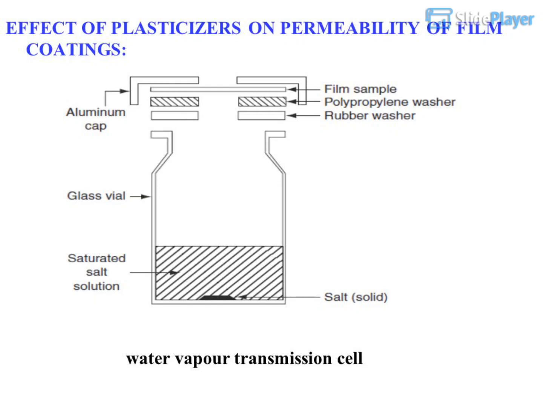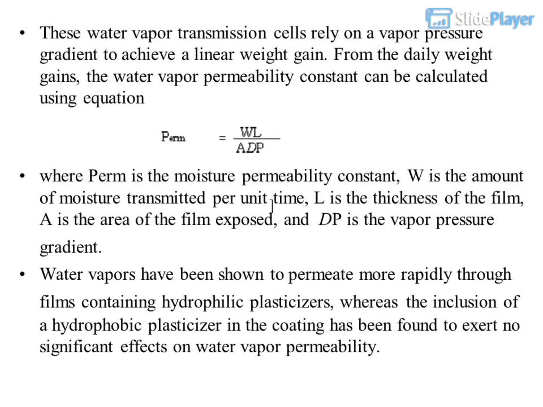Effect of plasticizers on permeability of film coatings. Water vapor transmission cell. These water vapor transmission cells rely on a vapor pressure gradient to achieve a linear weight gain. From the daily weight gains, the water vapor permeability constant can be calculated using the equation, where perm is the moisture permeability constant, W is the amount of moisture transmitted per unit time, L is the thickness of the film, A is the area of the film exposed, and dP is the vapor pressure gradient. Water vapors have been shown to permeate more rapidly through films containing hydrophilic plasticizers, whereas the inclusion of a hydrophobic plasticizer in the coating has been found to exert no significant effects on water vapor permeability.